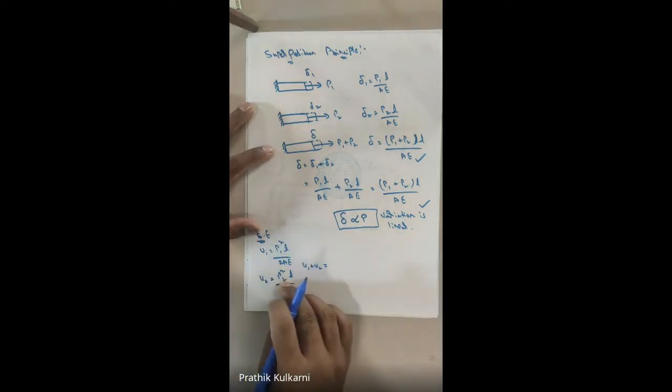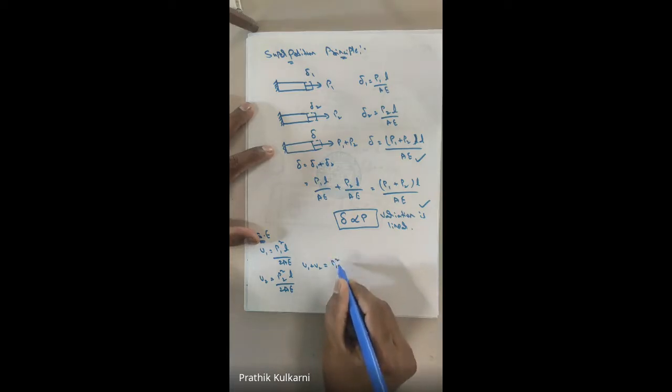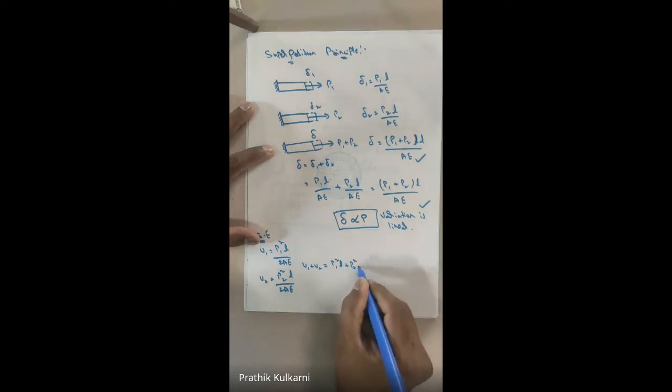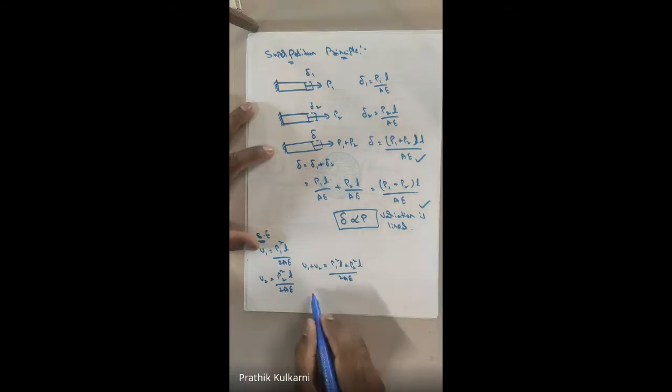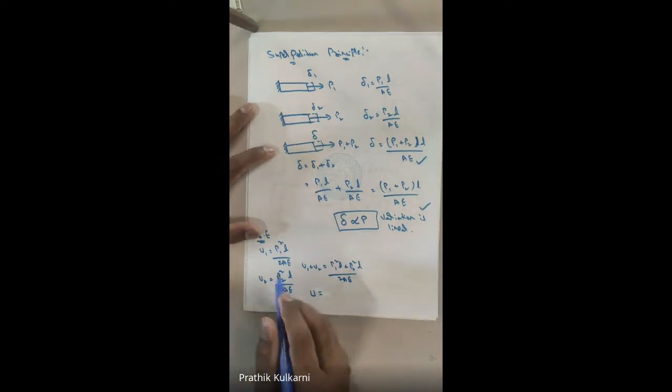You have to add these two. Then what you'll get? It is P1 square L plus P2 square L by 2AE. Yes or no? But what is the total strain energy? What is the total strain energy if you just take it out?